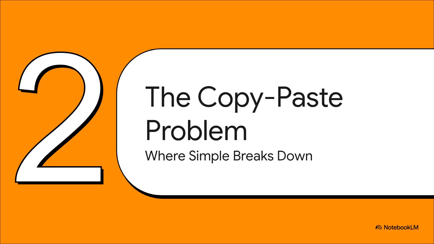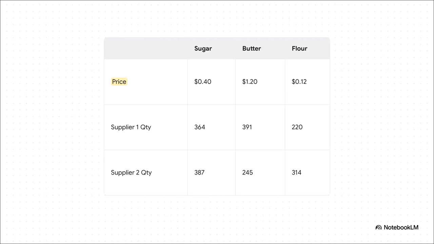All right. Now let's introduce a little twist. We're going to look at a slightly more complex scenario, one where that simple, helpful copy-paste logic just completely falls apart. Okay, so picture this. You're a bakery owner. You've got all your ingredient prices laid out in one row. That's row 2. And then the quantities you get from each supplier are in the rows right below it. Your job is to calculate the total cost for each ingredient from each supplier.